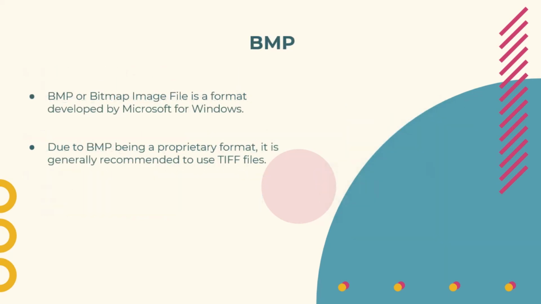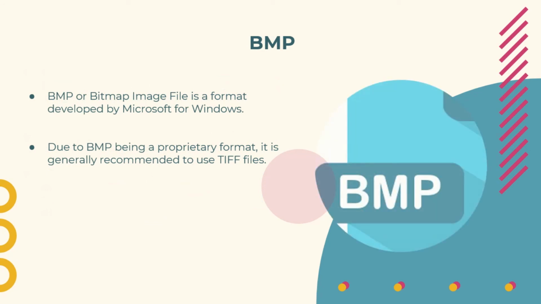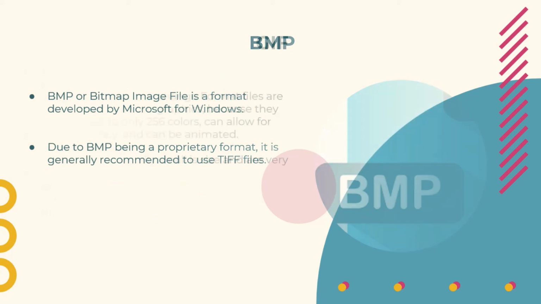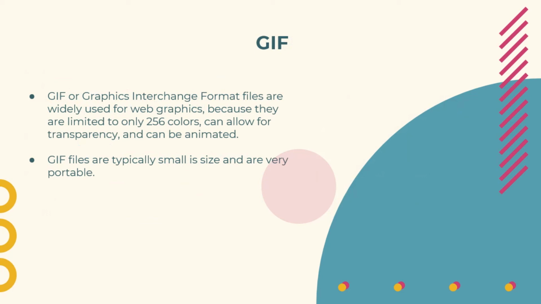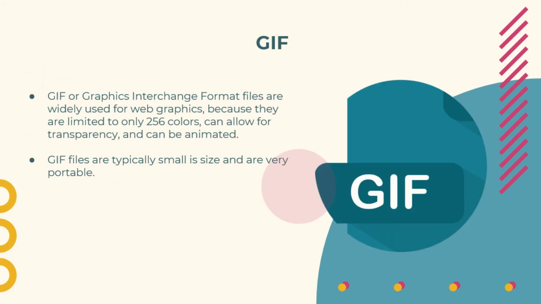Next is BMP. BMP, or Bitmap Image File Format, was developed by Microsoft for Windows. Due to BMP being a proprietary format, it's generally recommended to use TIFF files. The next one is the GIF format. GIF is Graphics Interchange Format. These files are widely used for web graphics because they are limited to only 256 colors, can allow for transparency, and can also be animated. GIF files are typically small in size and are very portable.